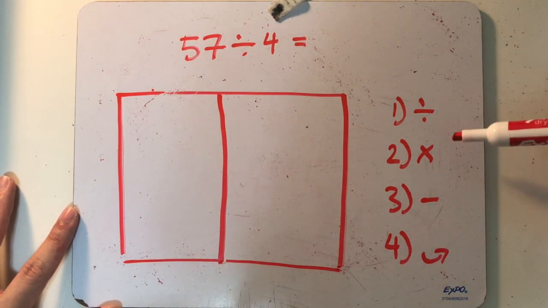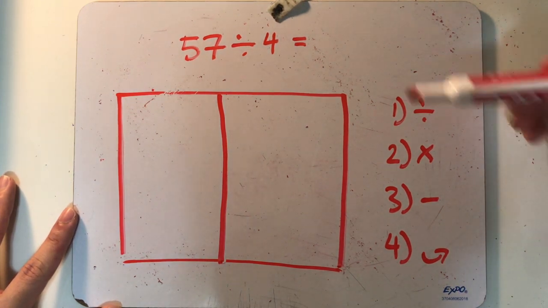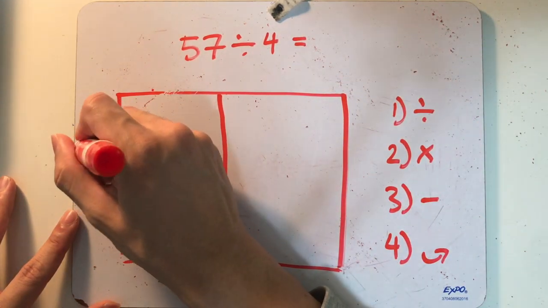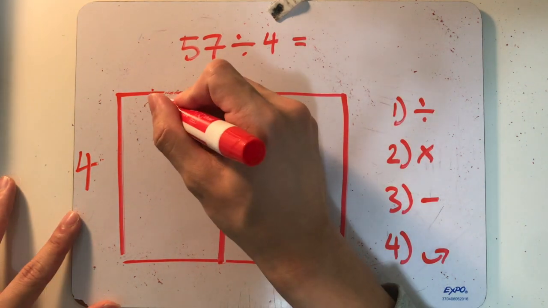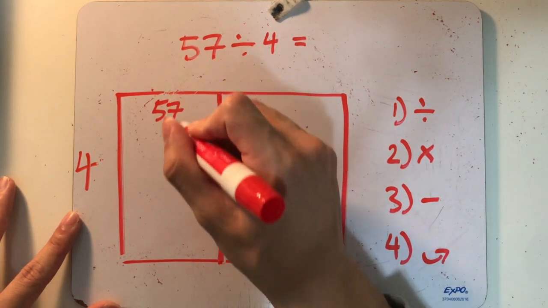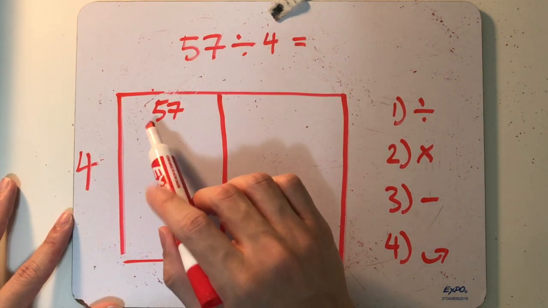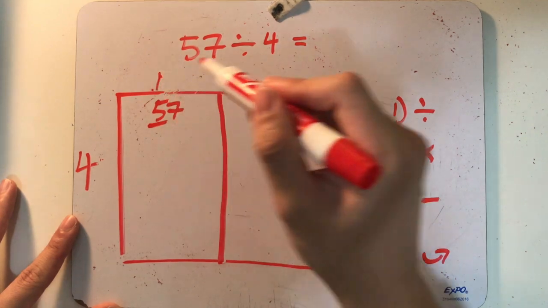We'll be following the same 4 steps we talked about earlier for our box method. First of all, I'm going to move the divisor, which is the number 4, onto the left side. And then we can begin. So I'm going to write 57 into my first column and ask myself, how many times does the number 4 go into the number 5? Well, I know it goes in there 1 time.